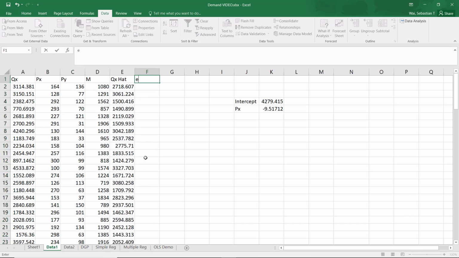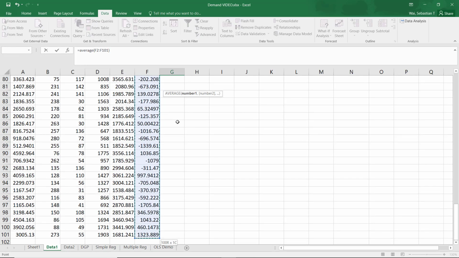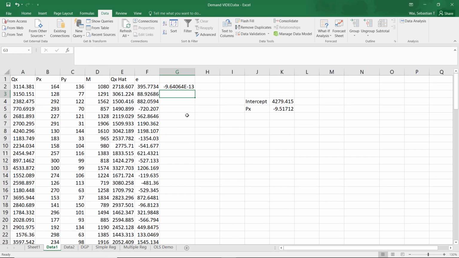To get our residual, which we call e, we're going to take the actual dependent variable value and subtract the predicted one, and then carry that formula all the way down. You can see here that some of these are positive, some of these are negative. But one property of these is that they always average out to 0, which we can show using the average formula. And you can see that we get this number that is very, very tiny, basically 0.